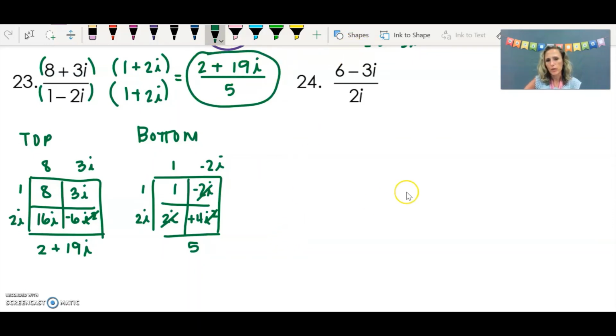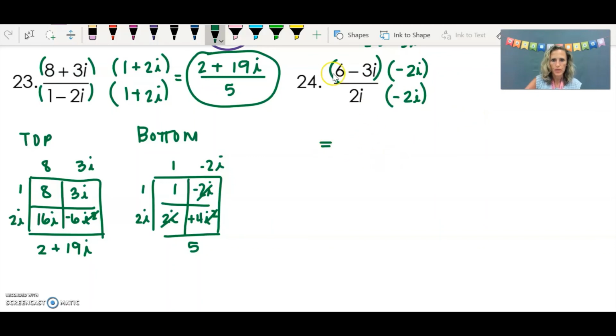Now number 24 is a little bit different because you notice the denominator is just the imaginary part. There's no real number here. So we're just going to multiply by negative 2i. Remember the complex conjugate, the imaginary part has the opposite sign. So we're going to multiply by negative 2i on the bottom and the top. Up here, we're going to multiply both terms by negative 2i. On the bottom, it's just one term and one term.